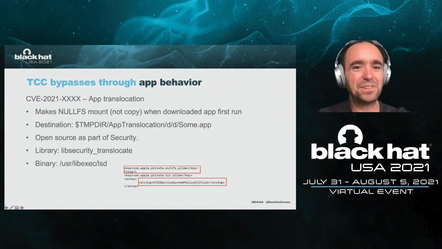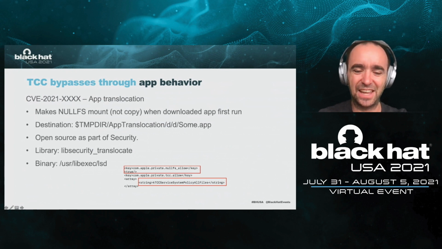behavior issue. The app translocation service was introduced by Apple to fix a vulnerability found by Patrick Wardle to bypass Gatekeeper. What it does, if we download an application and run it from the downloads folder, or from the folder where we downloaded it to, for the very first time, it will make a nullfs mount of that application inside the temporary directory. A nullfs mount basically means that it will map the application and the entire directory structure under it to another location on the file system. The destination is typically in the tempdir, AppTranslocation/d/d and then the application name.